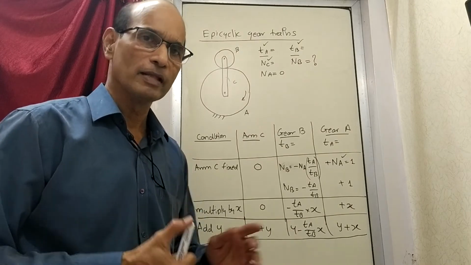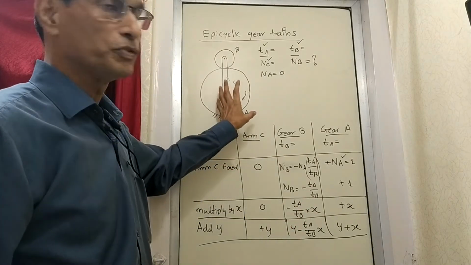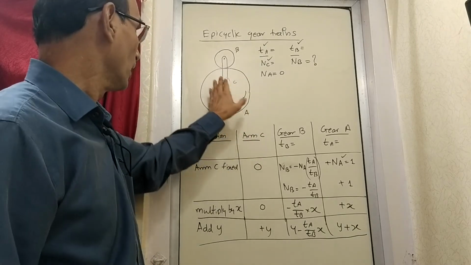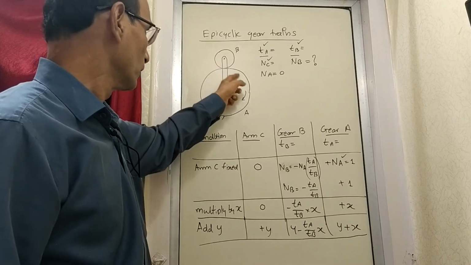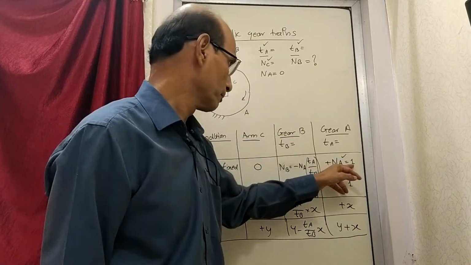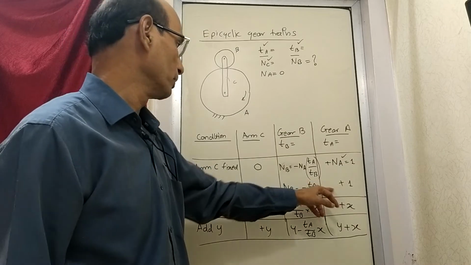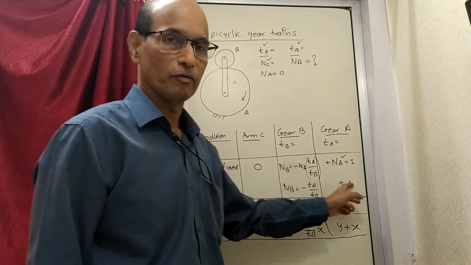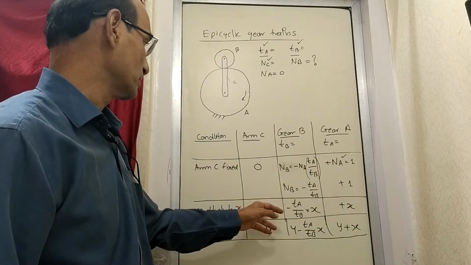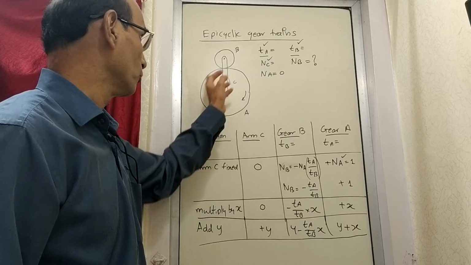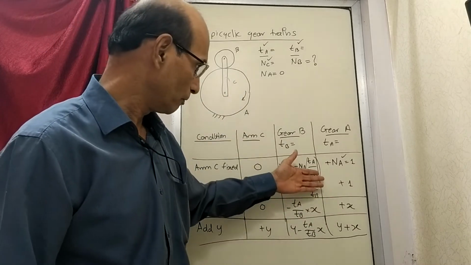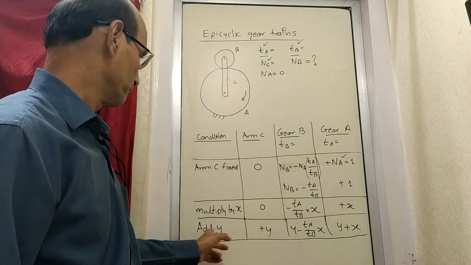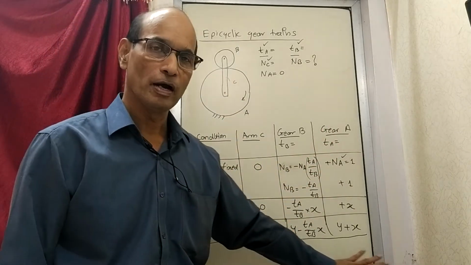Now see what happens. What we have done, we started with a change in the problem. Instead of fixing gear A, we have released gear A, it can rotate, and we have fixed arm C. Then we have given 1 RPM to gear A. Because of 1 RPM to gear A, gear B started rotating by this speed. So that is the first thing we have done. Then we have multiplied this by X. That means instead of saying this is rotating by 1 RPM, we say it is rotating by X RPM. So we have changed everything to multiply by X. Then we have added Y, as a part of the procedure.